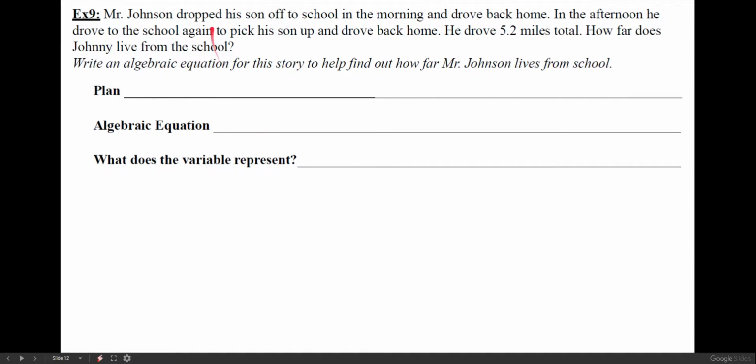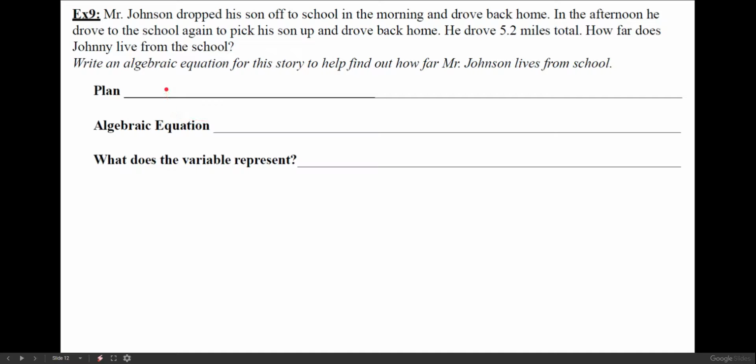Last one. Mr. Johnson dropped his son off to school in the morning and drove back home. In the afternoon, he drove to the school again to pick up his son and drove back home. He drove 5.2 miles total. How far does he live from school? Write an algebraic equation for the story to help find out how far he lives from school. So he drops off his son at school, then drives back home. And then he drives to school again to pick up his son, and then he drives back home, and that's a total of 5.2 miles.